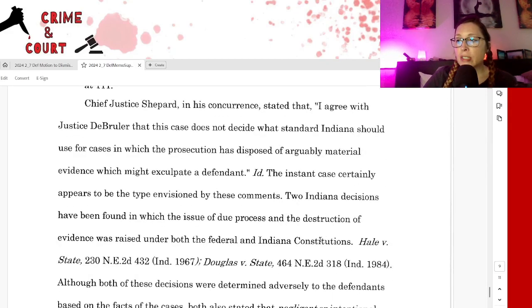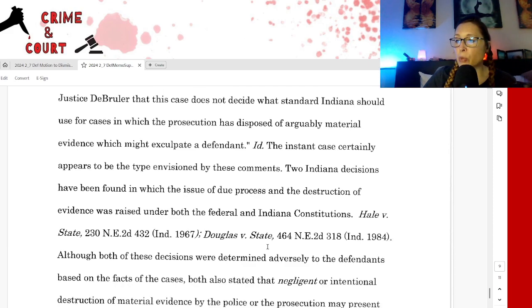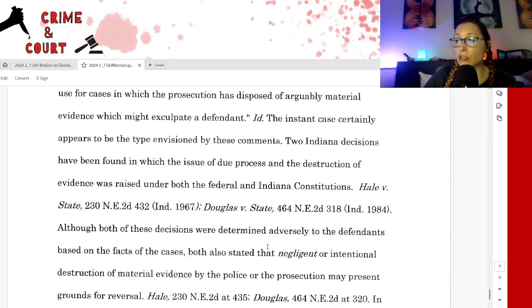All right, so Chief Justice Shepard, in his concurrence, stated, "I agree with Justice DeBruler that this case does not decide what standard Indiana should use for cases in which the prosecution has disposed of arguably material evidence which might exculpate the defendant. The instant case certainly appears to be the type envisioned by these comments." Two Indiana decisions have been found in which the issue of due process and the destruction of evidence was raised under both the federal and Indiana constitutions.